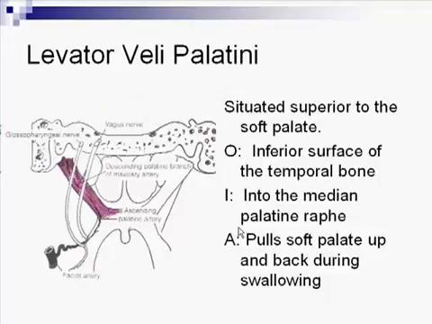Levator veli palatini is situated superior to the soft palate. Its insertion is into the median palatine raphe, and its action is it pulls the soft palate up and back. It contracts with the posterior pharyngeal wall to close off the nasopharynx.